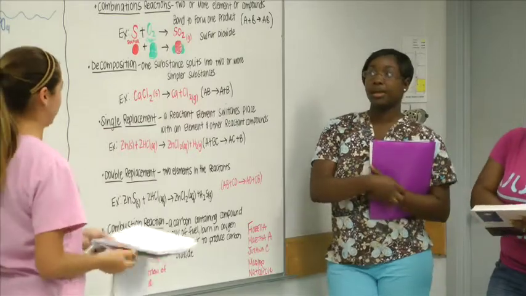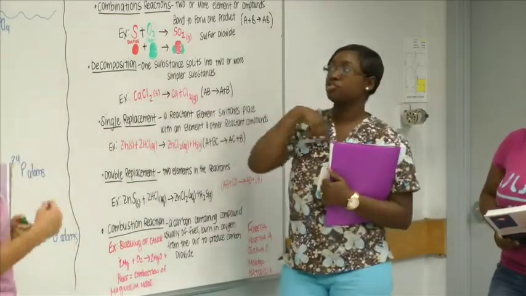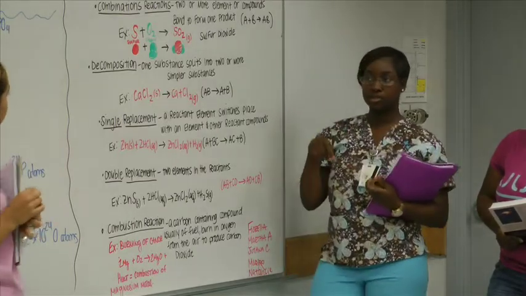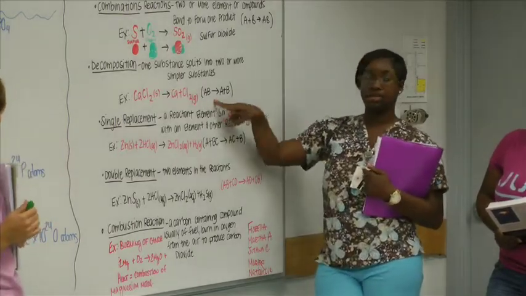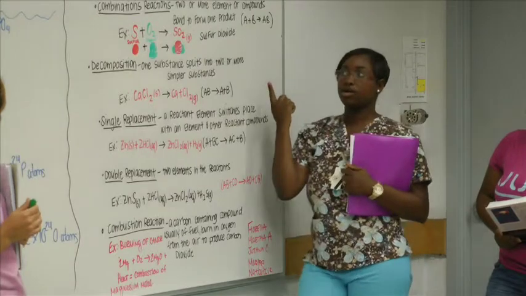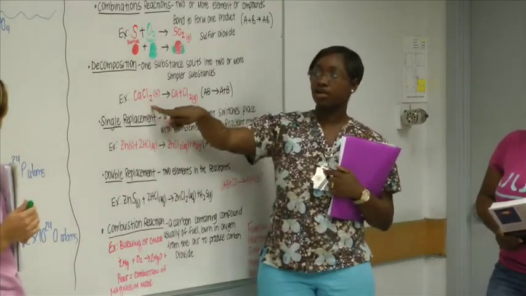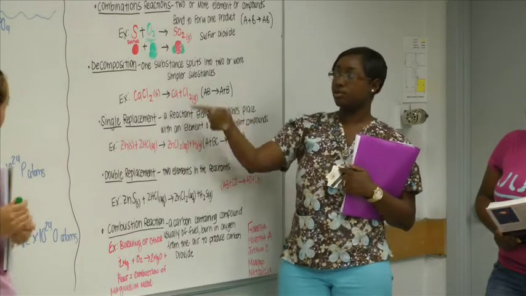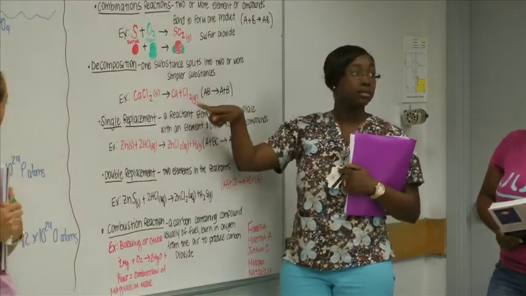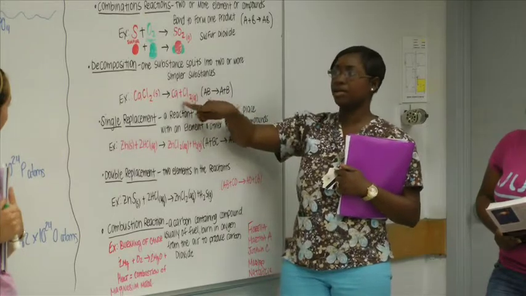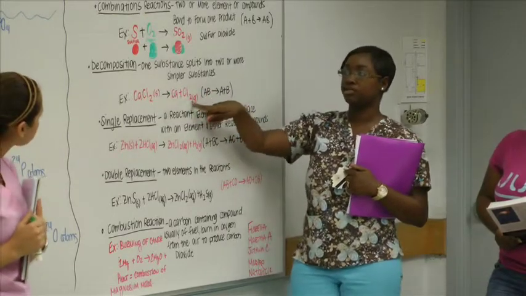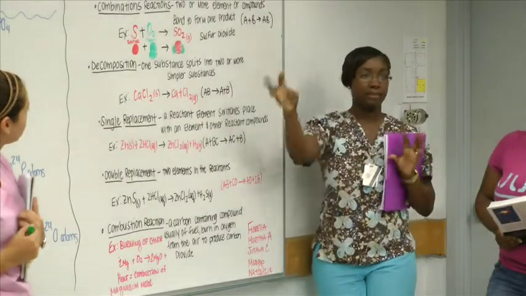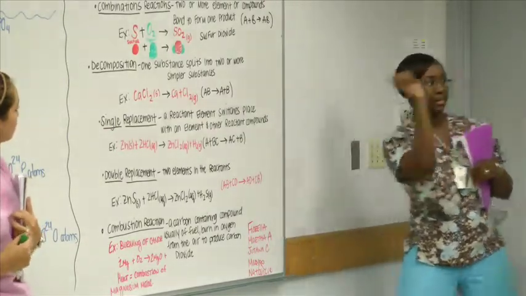The next one is decomposition, which is one substance that splits into two or more simpler substances, which is AB equals A plus B. So calcium chloride, which is a solid, makes calcium plus chlorine, which is a gas. You're just splitting AB into two.